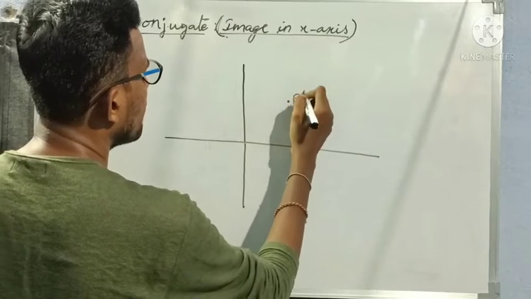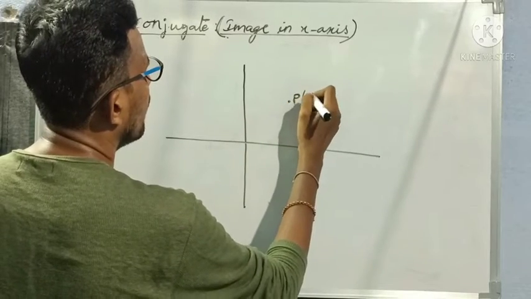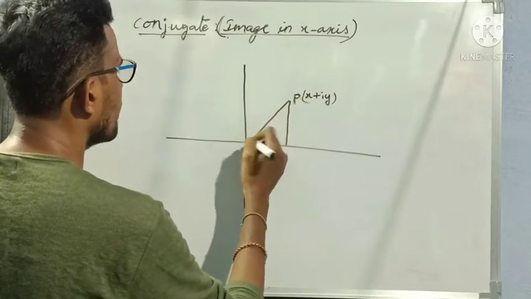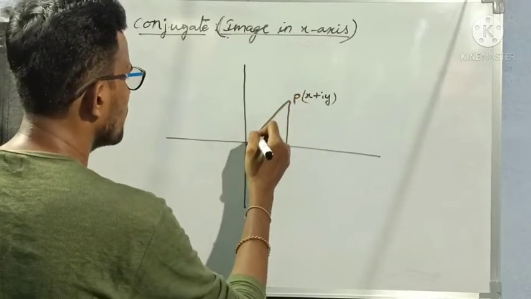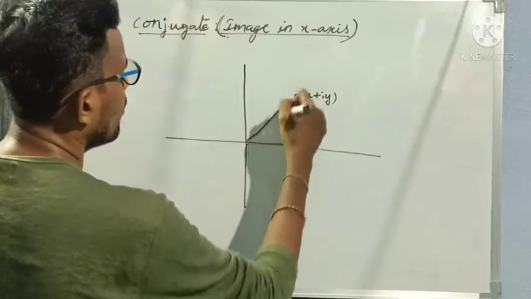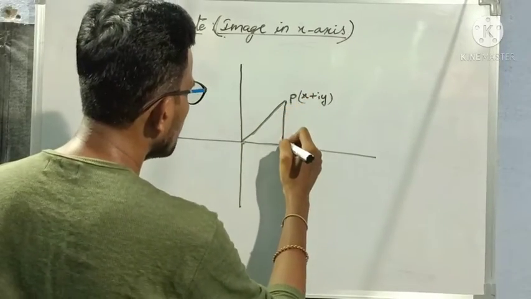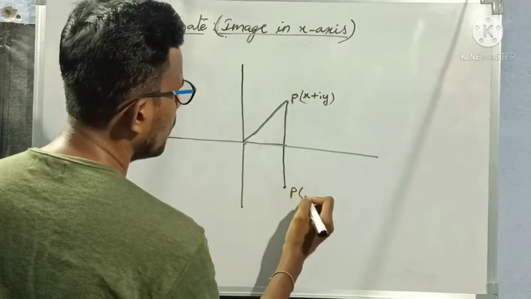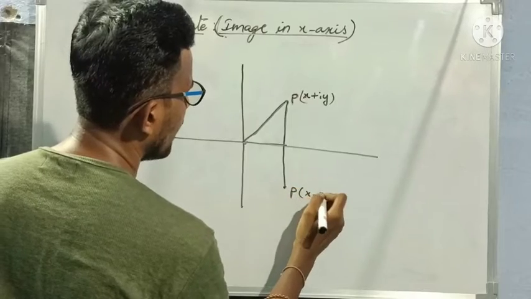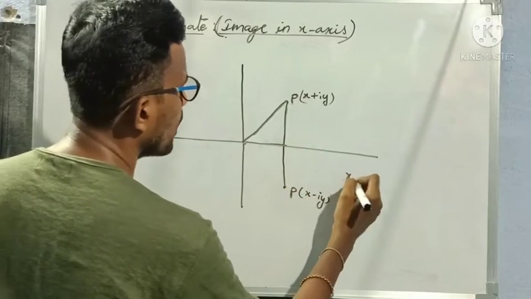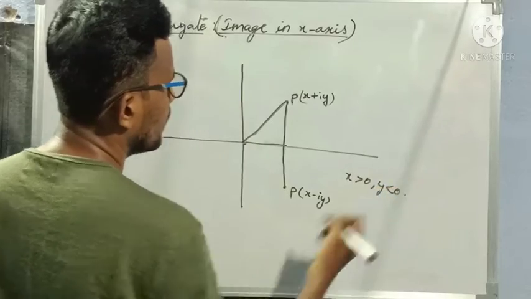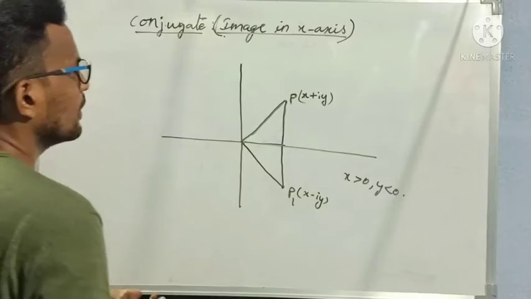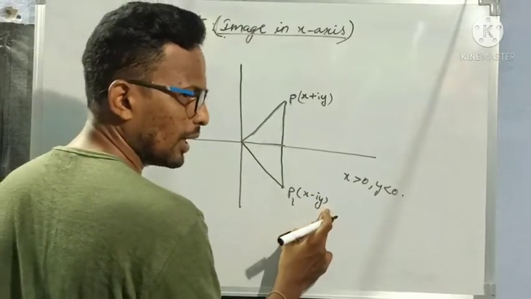Suppose I am taking my complex number p as x plus iy. This is my complex number in the first quadrant, my general complex number. I want the image of p. How will the image of p be? This side, exactly in the fourth quadrant. So p now becomes x minus iy. Why? Because in the fourth quadrant x is positive and y is negative. That's why the image of this point, suppose I call it p1, will be x minus iy.